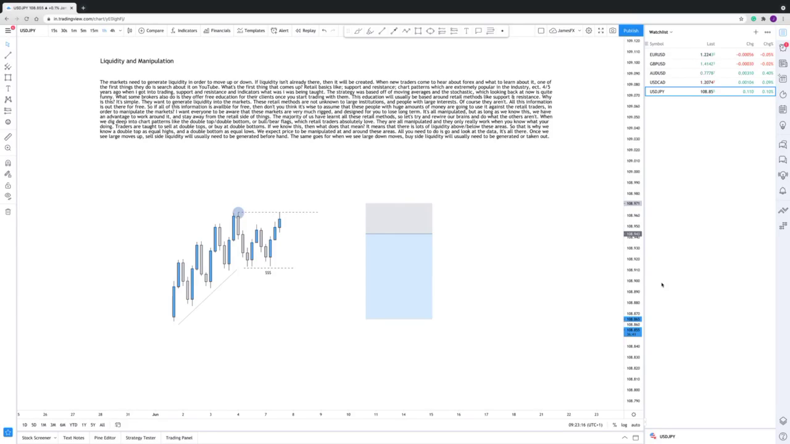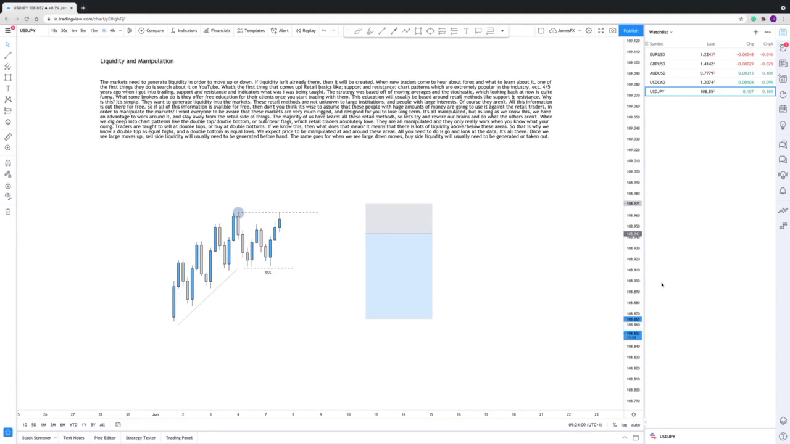Now, the majority of us have learned all of these retail methods. I know I have, many years ago. So we can try and rewire our brains and do what the majority of others aren't doing. So when we dig deep into chart patterns like the double top, double bottom, or bull flag, bear flag, which retail traders absolutely love, we need to understand they're all manipulated, and they do work, but only when you really know what you're doing, and how you can trade around the manipulation.